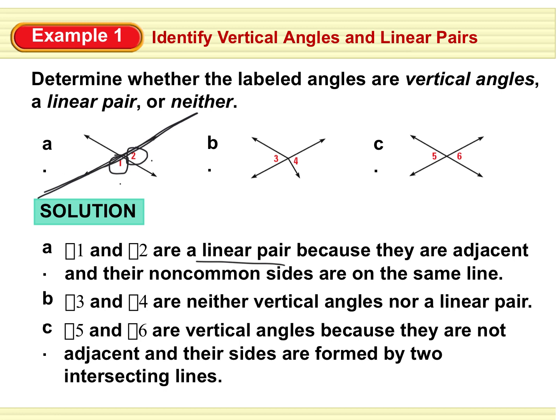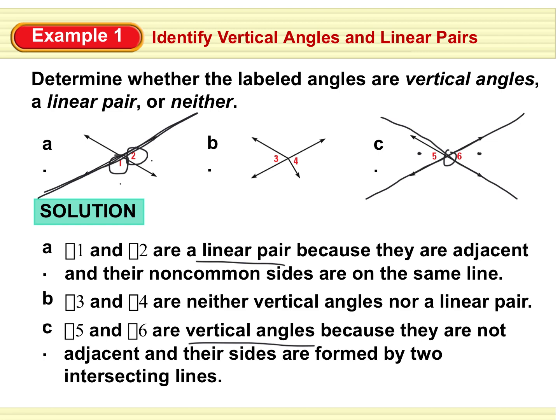I'm moving to C. C, here's our straight line. We have two straight lines. You agree? Yes. Do 5 and 6 lie on the same side of either one of those? No. So they lie on opposite sides of our intersection here. Do you agree? Yes. So those are vertical angles. So C are vertical angles.